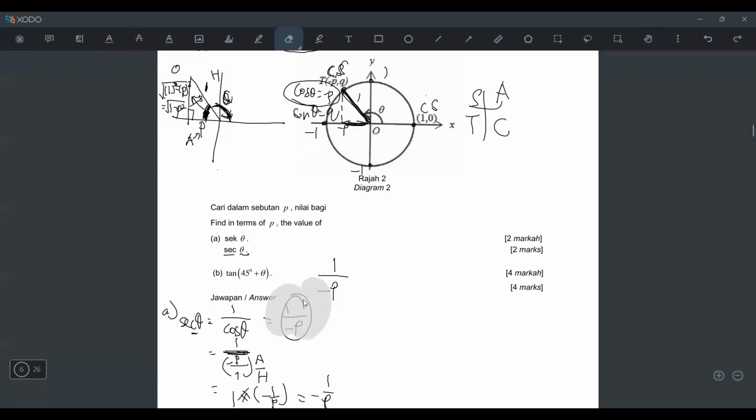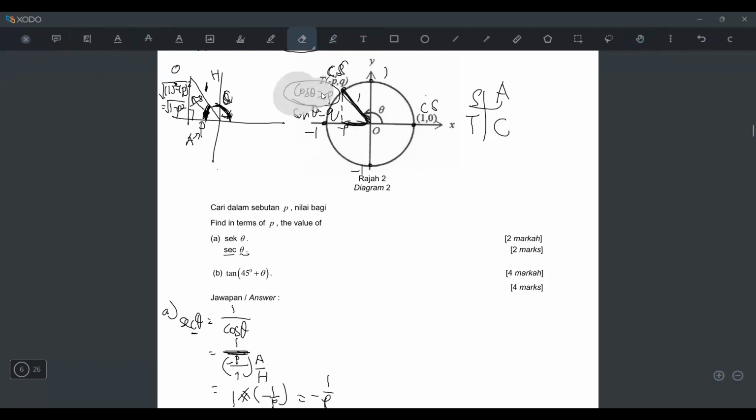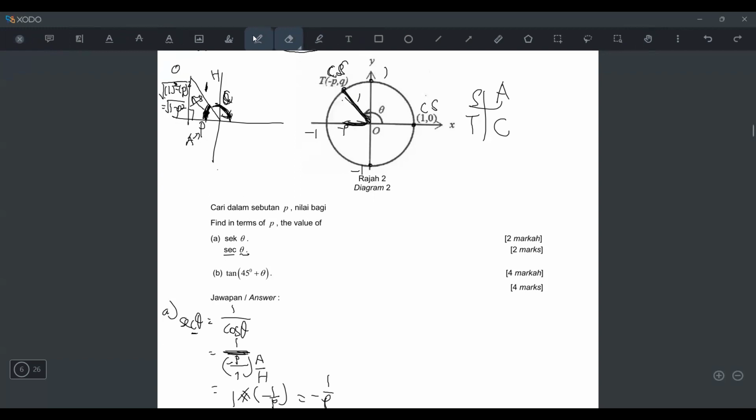Okay, then maybe students will ask, hey, then what's the use of drawing this? It's useless. Why not just do it like this, right? Why need to draw? Because in this question they ask for cos, but what if they ask for sine or tangent?